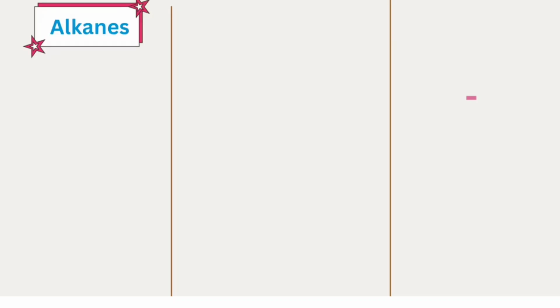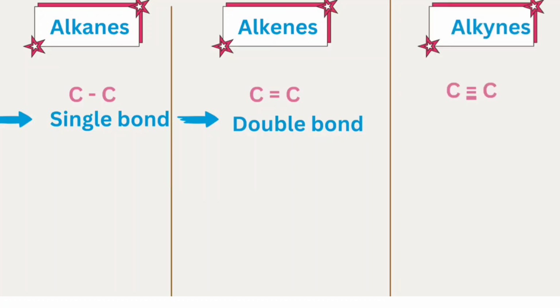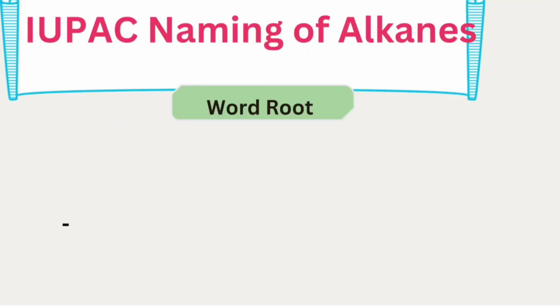First one, alkanes. Alkanes have C-C single bonds. Alkenes have C=C double bonds. And alkynes have C≡C triple bonds. Then the general formula for alkane is CnH2n+2. This n is equal to the number of carbon atoms. In the case of alkenes, the general formula is CnH2n. At last, for alkynes, the general formula is CnH2n-2.